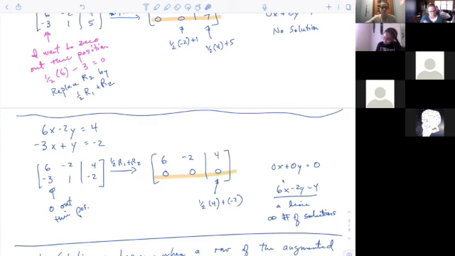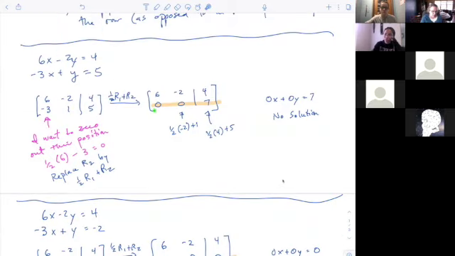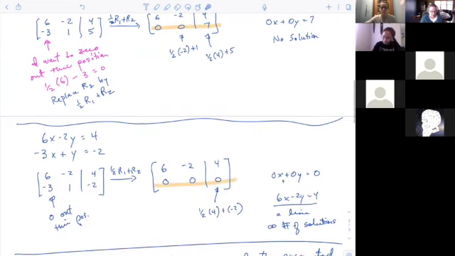By this form, I mean everything over here is zeros and you have something not 0 there. So even if up here this was a 0, it's still fine because you don't have all zeros here. If both of these were 0 and you had a 4 there, then it would be no solution. Okay.